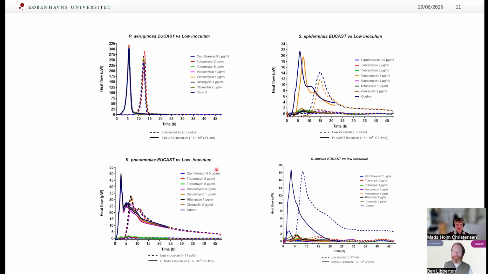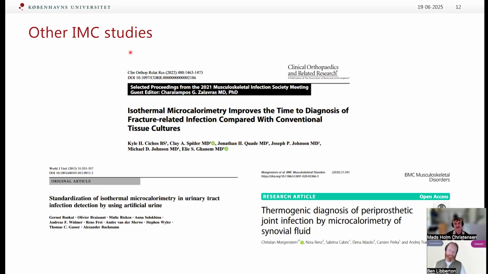And just to justify the use of this technology for this purpose, it has been documented in various other infection types like fracture-related infections and urinary tract infections, as well as prosthetic joint infections.